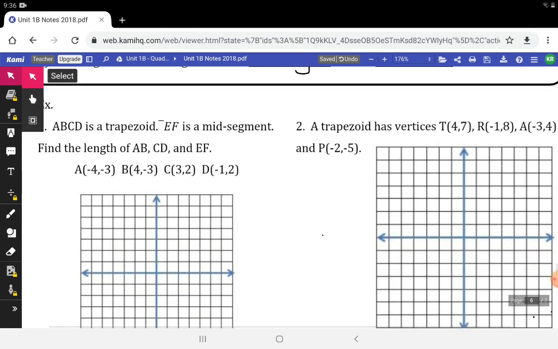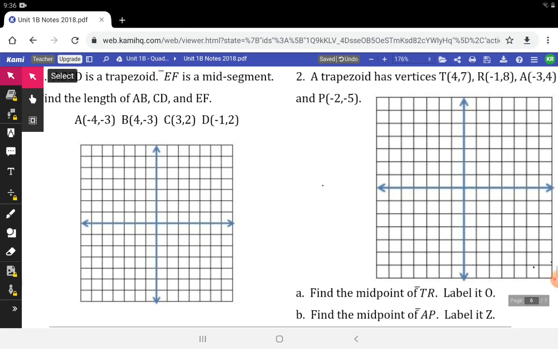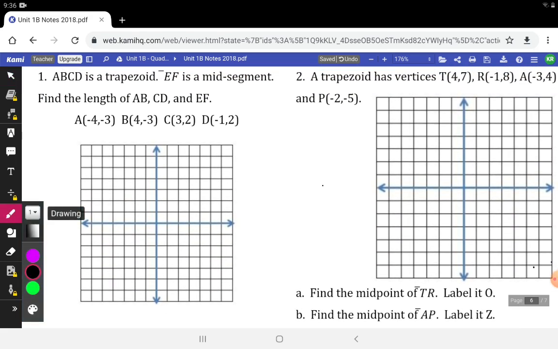All right, so quick example. We're only going to do the one on the right, but we'll follow a basic process if you want to do the second one as well. So we know that ABCD is a trapezoid, EF is the midsegment. We want to find the lengths of AB, CD, and EF. So we'll plot the points and make sure that we label them.